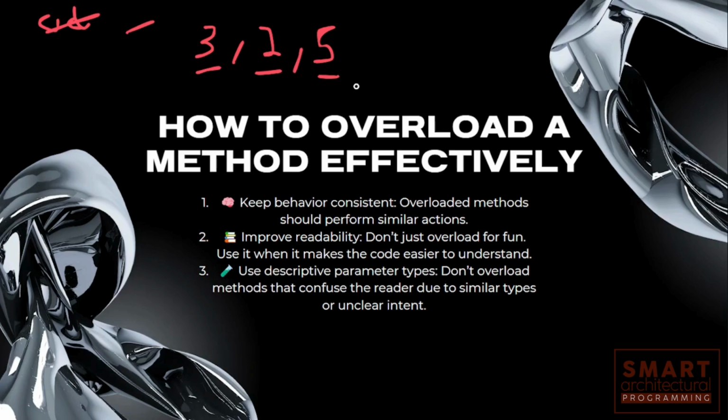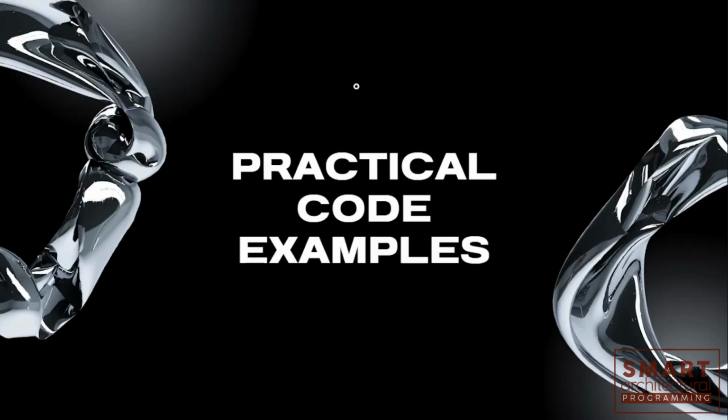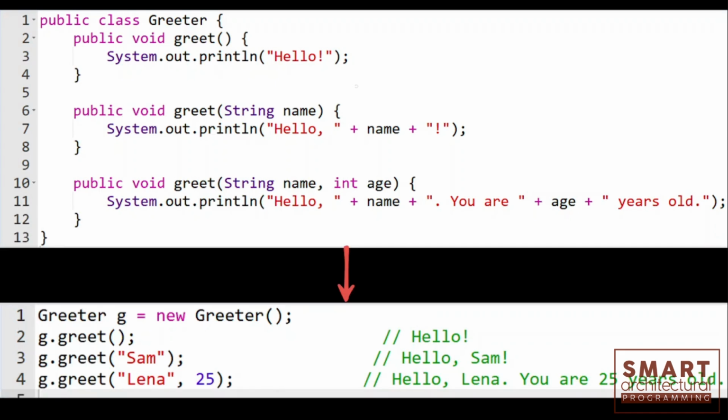So now I think we clearly understand what method overloading is, what method signatures are, and when and where to use them effectively. Now let's look at some practical code examples to push this ahead further. So some practical code examples is this one here.